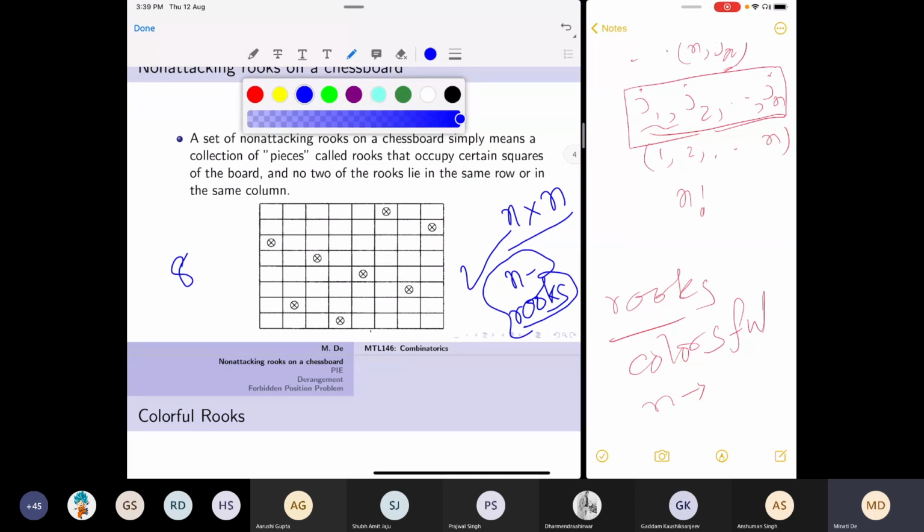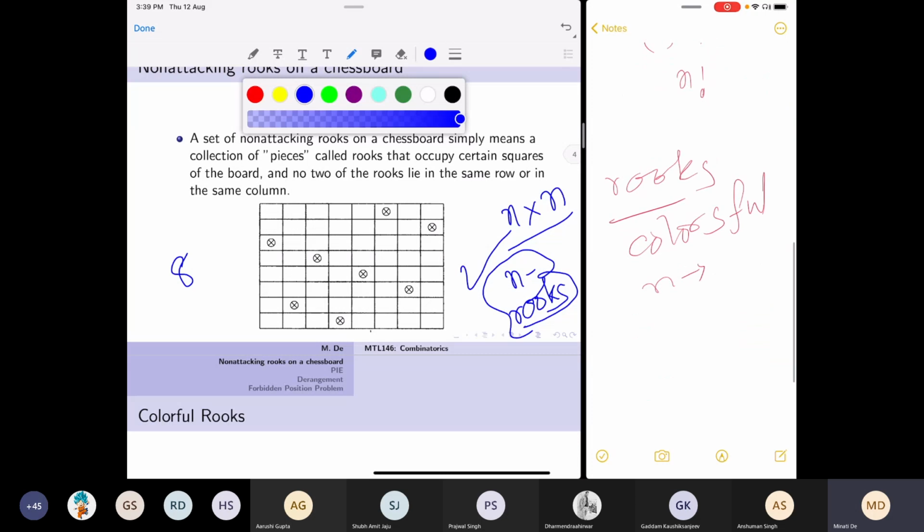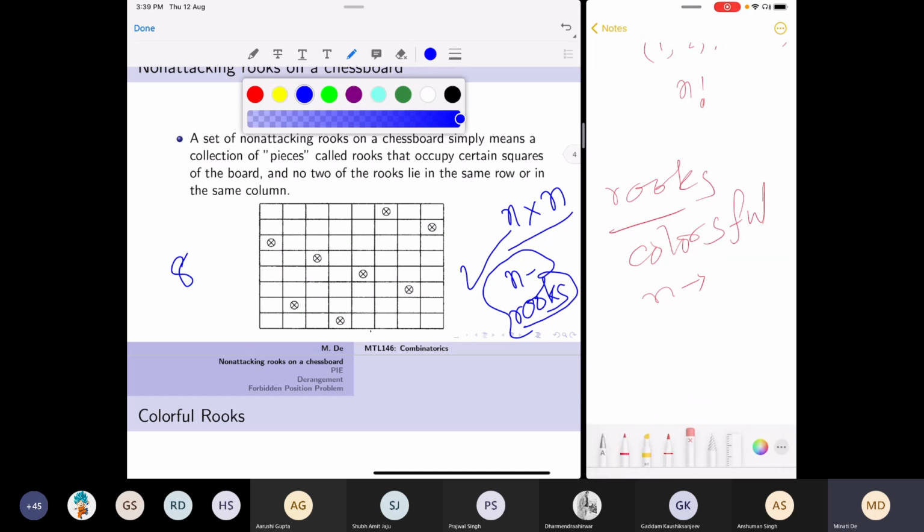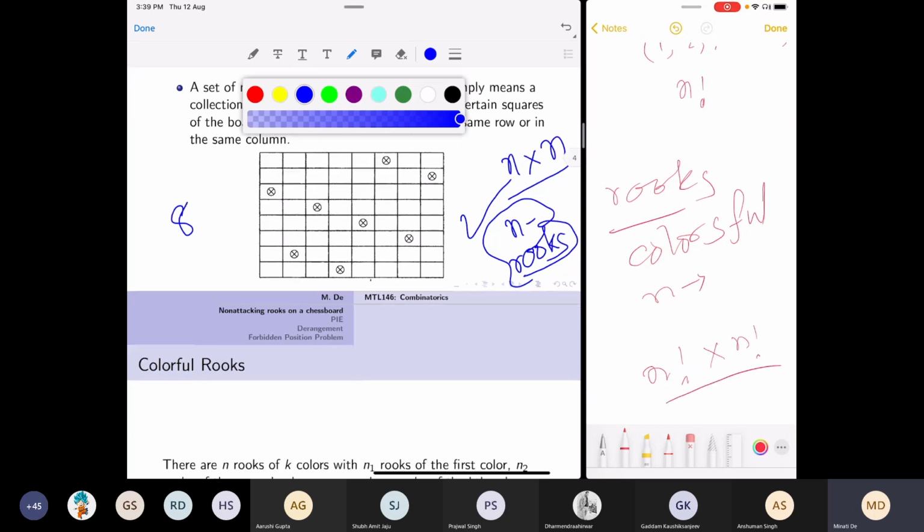It's n factorial squared, right? This is straightforward. You have n factorial many options, and for each of them, again, you can color them, so n factorial times n factorial. This is a straightforward question.